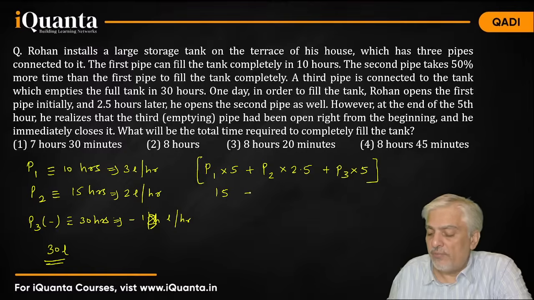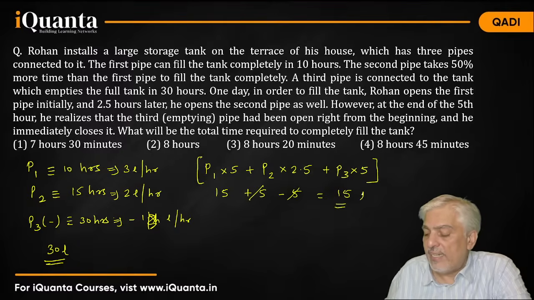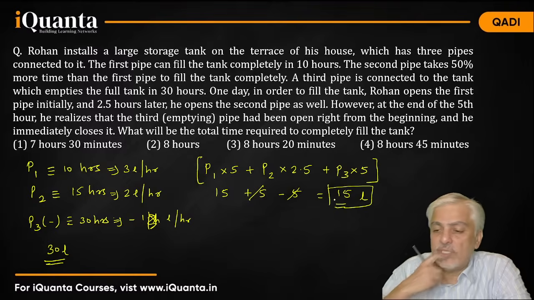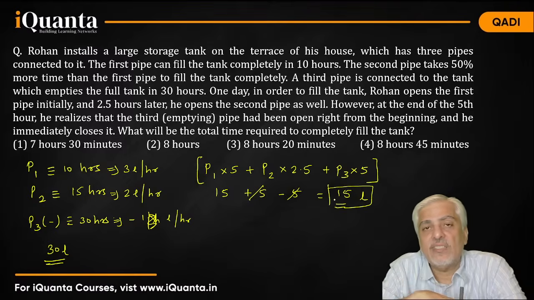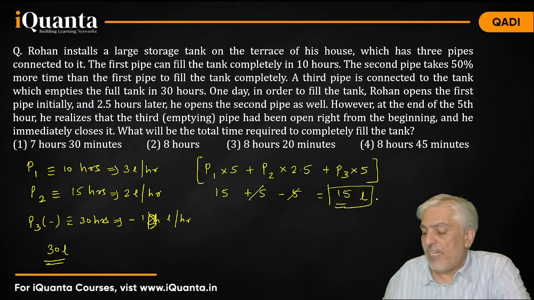2 into 2.5 will be 5. And 5 into minus 1 will be minus 5. So this and this will cut out. So in the first part, till he realizes, listen to this carefully, till he realizes that the third pipe is on, 15 liters is done in 5 hours. First part of the work, 15 liters, is done in 5 hours.